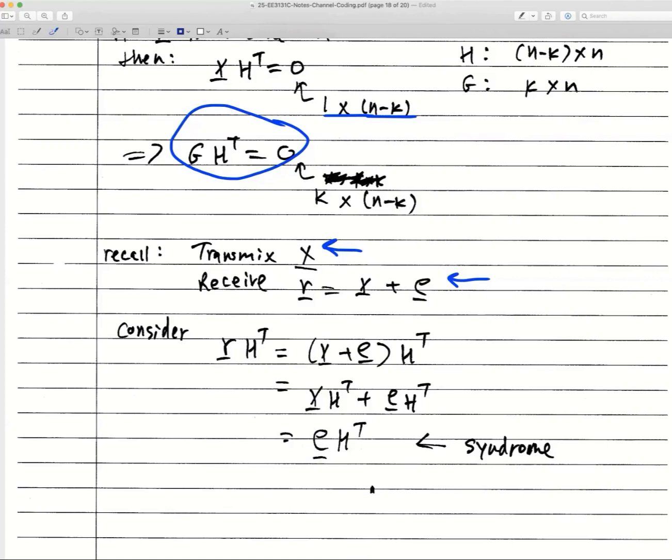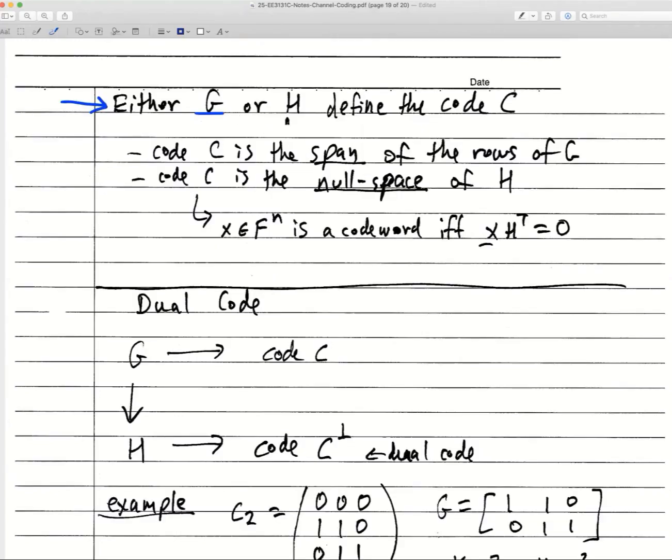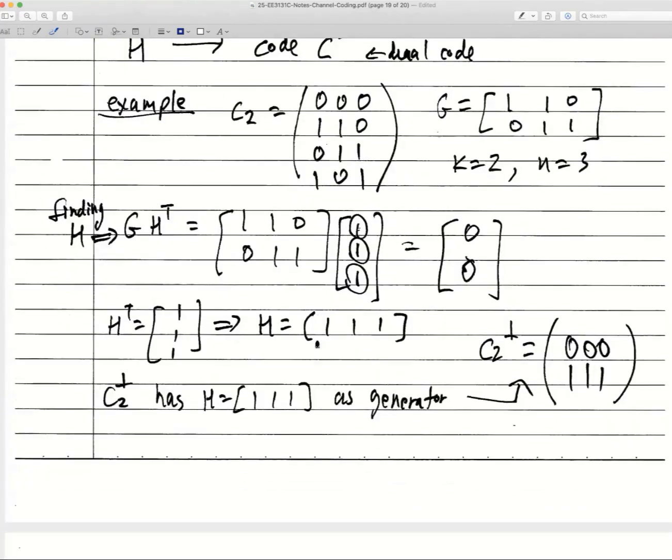So the only thing we have to do is, given a generator matrix G, I have to find H. And the way to do it is to impose this constraint: G H transpose equals 0. It turns out either G or H defines the code. In linear algebra terms, the code is the span of the rows of G, or it's the null space of H. I think you don't need to worry about this. This is for those of you who know linear algebra. I'm going to skip this dual code for a minute.